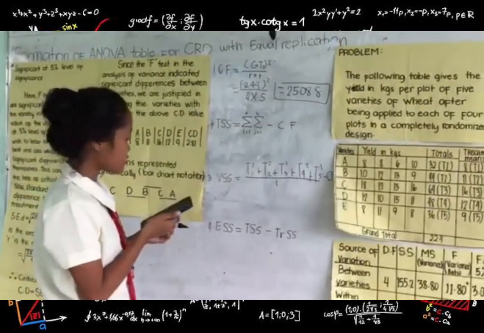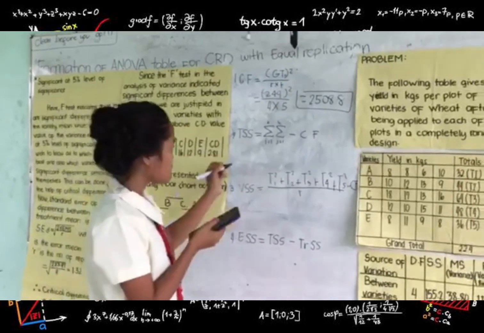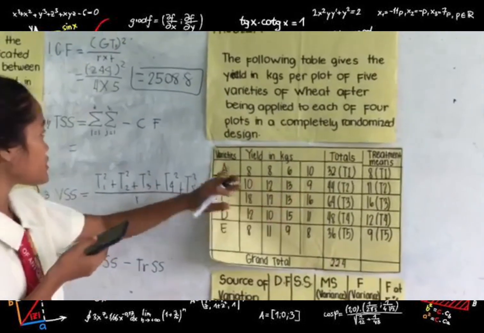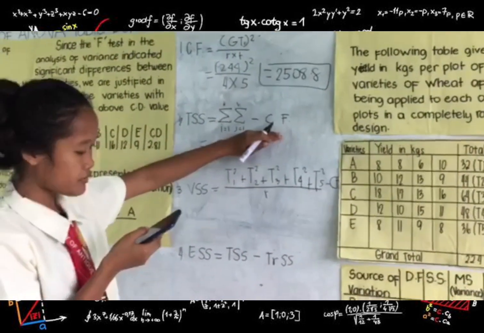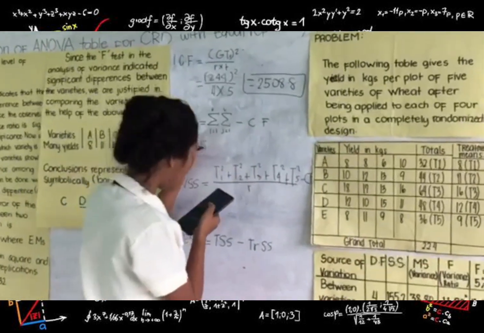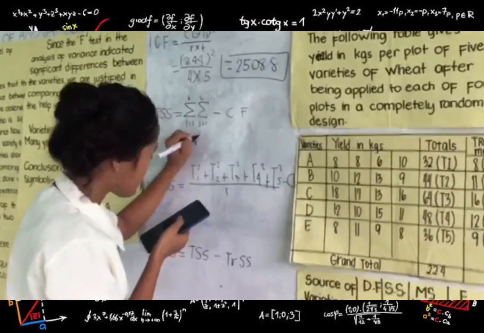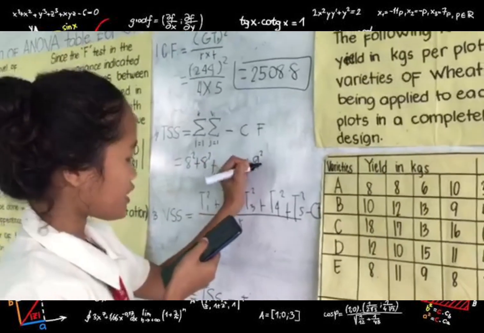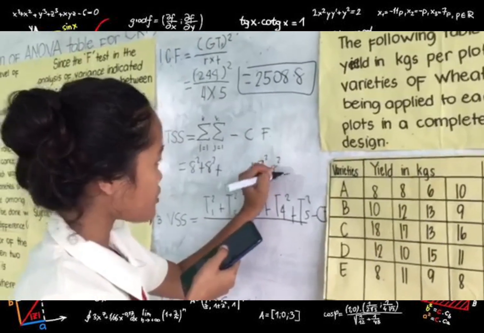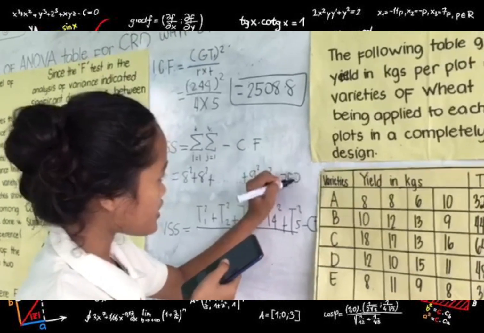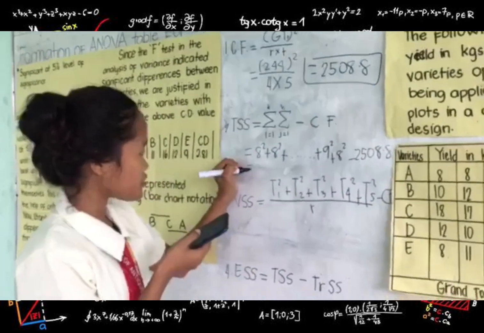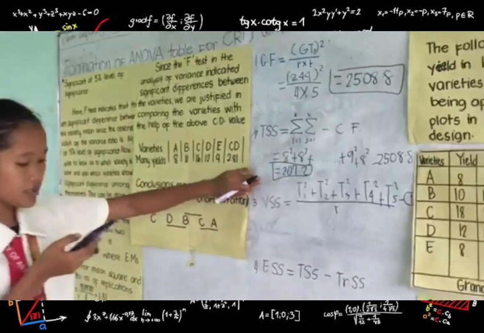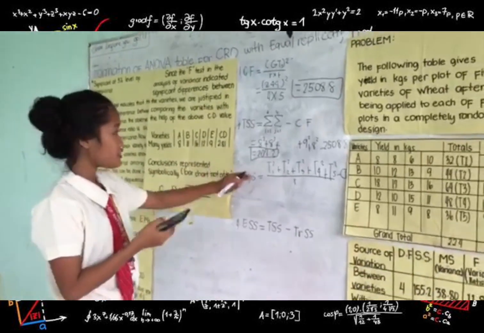Next, let's calculate the total sum of squares, which is equal to adding all the squared values and subtracting the correction factor. 8 squared plus 8 squared plus so on and so forth plus 9 squared plus 8 squared minus 2,508.8 is equal to 207.2. This is our total sum of squares.